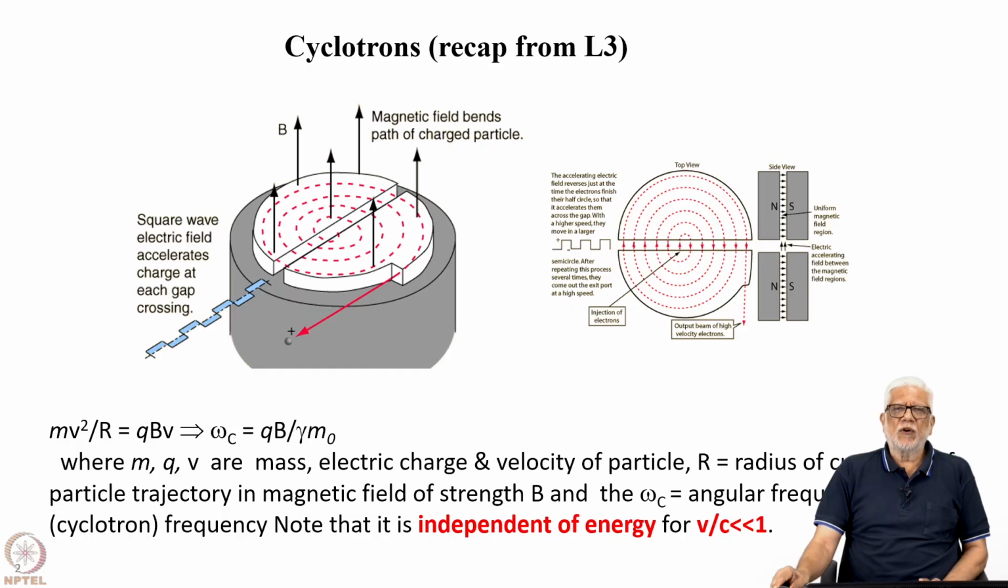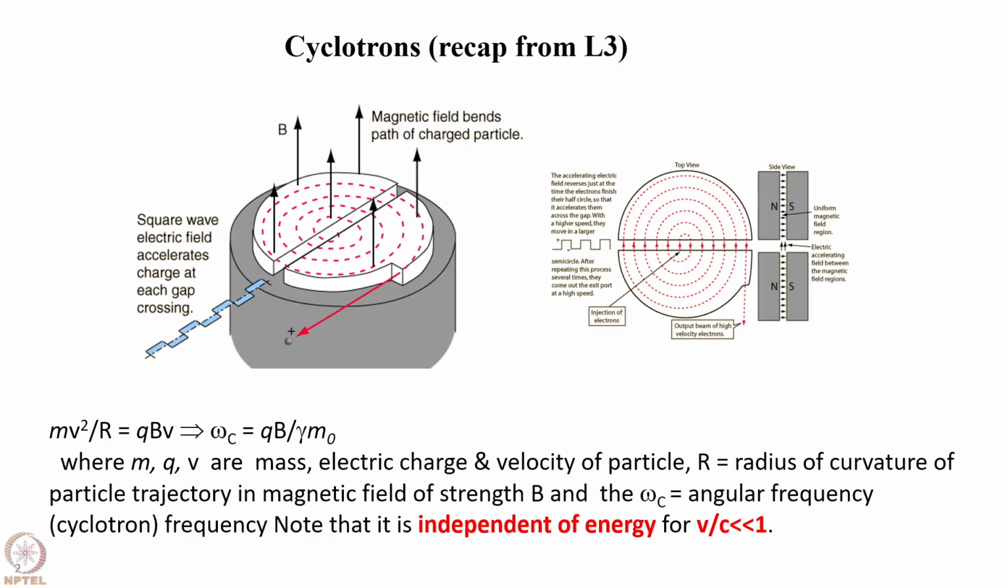So, a recap of lecture 3. The cyclotron works because if you use the Lorentz force and equate it to the centripetal force mv squared by r, you get a frequency which is independent of the energy of the particle. This is so as long as gamma is close to 1, that means in the non-relativistic domain. If that is so, then the frequency is independent of the energy of the particle.